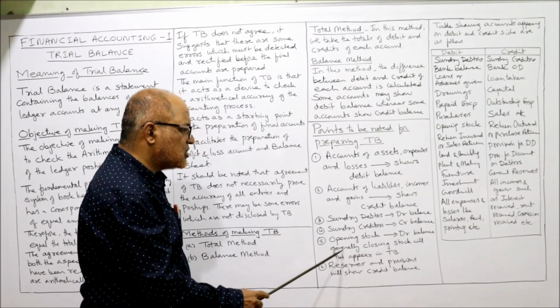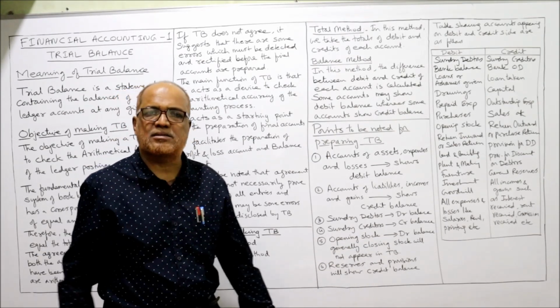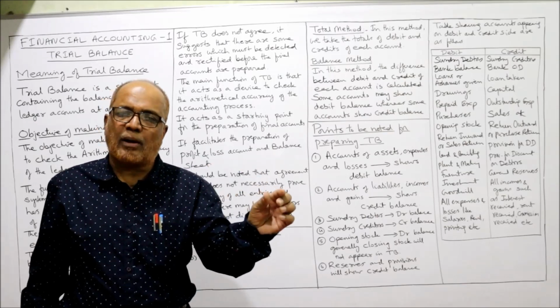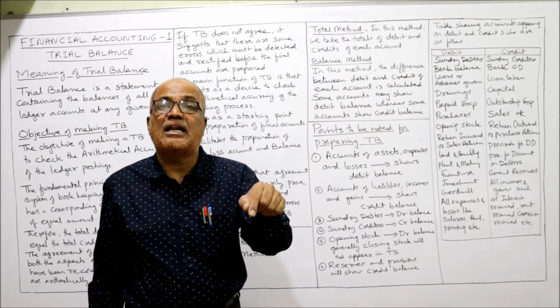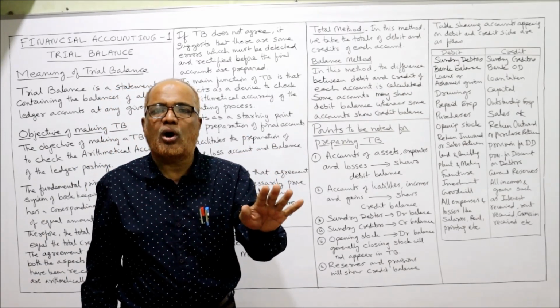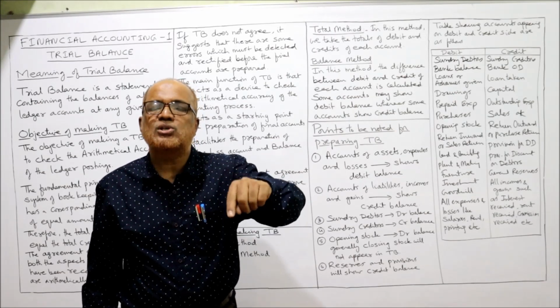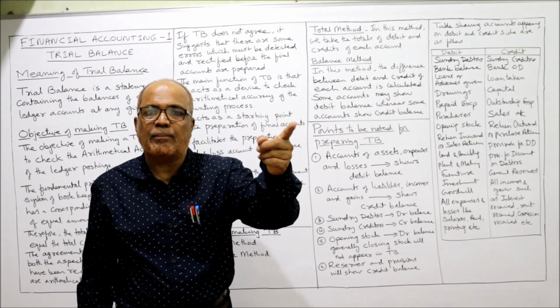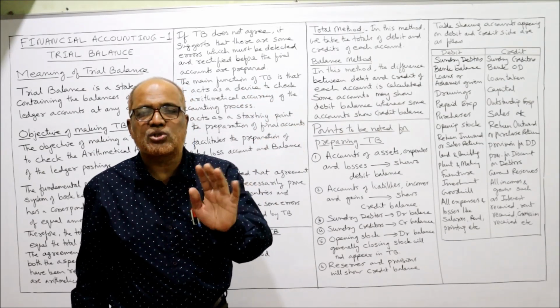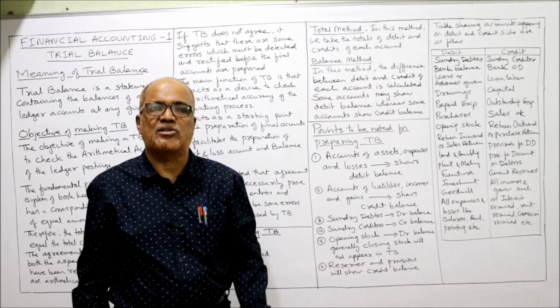Opening stock, debit balance. Generally, closing stock will not appear in trial balance. If in the problem, opening stock is given, take it in the debit column. Closing stock, normally it will not be given. Some exceptions are there where closing stock may be given in the trial balance. But normally, closing stock will not be taken. It will be taken in the adjustments.